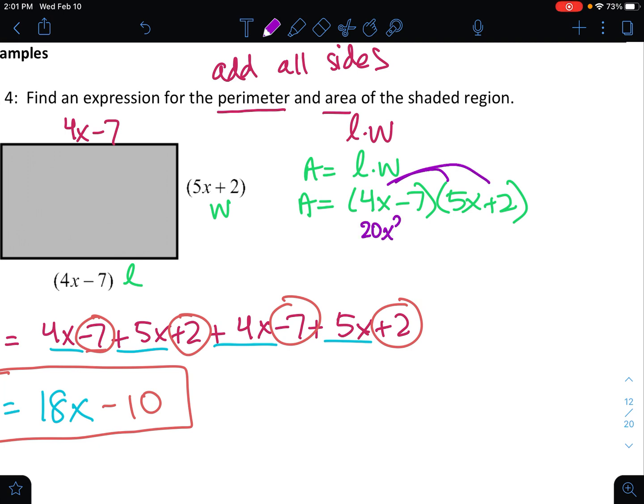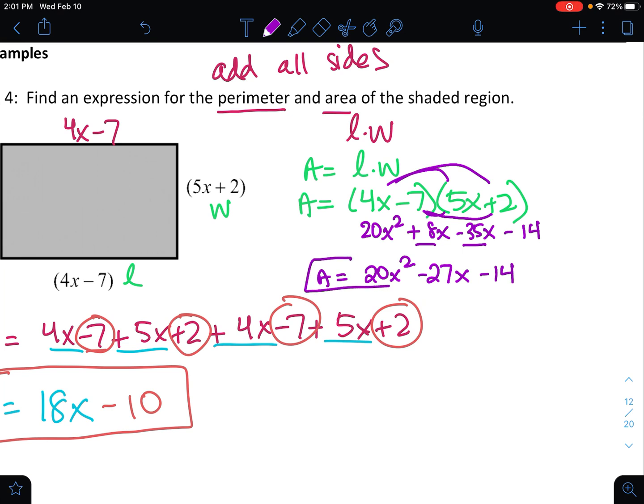So I'm going to have 20x squared. 4x and 2 is 8x. And then along the bottom, negative 7 and 5 is negative 35x. Negative 7 and 2, negative 14. And then here are my like terms. So my area is going to be 20x squared. 8 minus 35, so I'm really doing 35 minus 8, and then the answer will be negative. So negative 27x, and then negative 14 doesn't have anything to combine with.